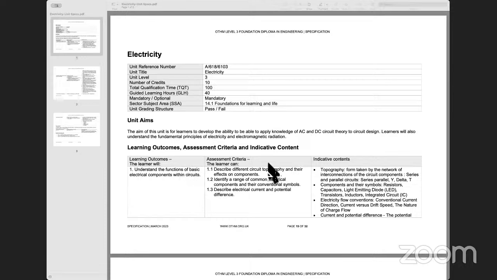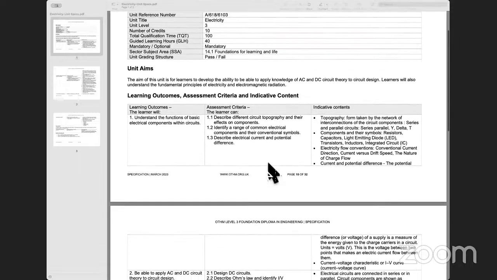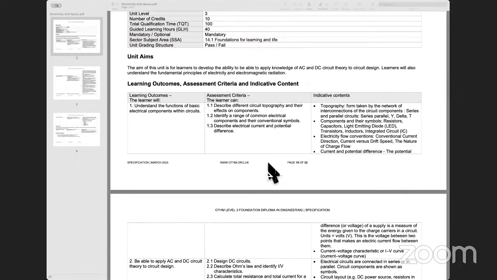Now, this particular unit, electricity, is intended to help learners develop and apply some knowledge related to alternating current and direct current, AC or DC, circuit theory in relation to circuit design. When we do talk about anything which is mechanical and has some sort of circuitry. Now, here, your main aim would be at the foundation level to learn some fundamental principles of electricity and electromagnetic radiation. Now, in order to do so, we have three learning outcomes that we're going to be looking at covering.